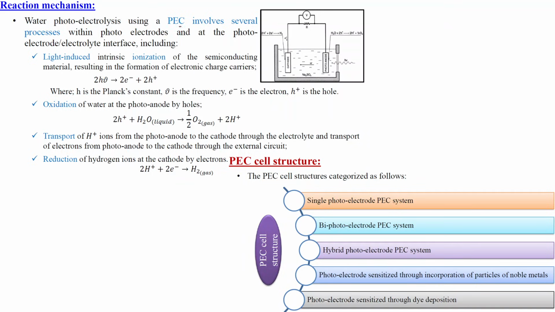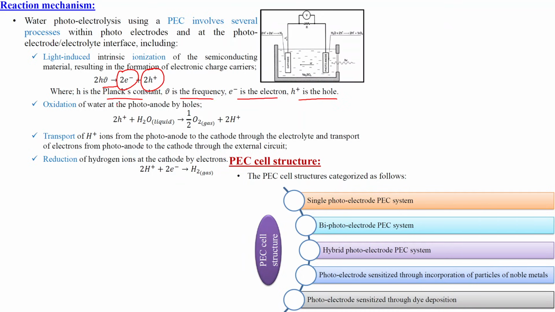What happens is water photoelectrolysis using a PEC involves several processes within the photoelectrode and at the photoelectrode-electrolyte interface. So different reactions take place. Light-induced intrinsic ionization of the semiconducting material results. Suppose this is the photoelectrode. It absorbs sunlight, and after absorbing sunlight, the light-induced intrinsic ionization of the semiconducting material results in the formation of electronic charge carriers. So two electrons are formed and two holes are formed, where h is the Planck's constant, nu is the frequency, e- is the electron, and h+ is the hole.